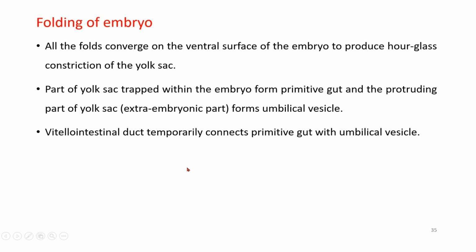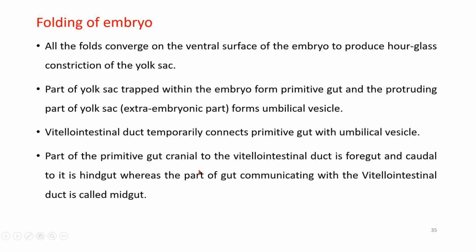Vitelline duct temporarily connects the primitive gut with the umbilical vesicle. So the part of the primitive gut cranial to the vitelline duct is foregut. Caudal to it is hindgut, whereas the part of the gut communicating with the vitelline duct is the midgut.